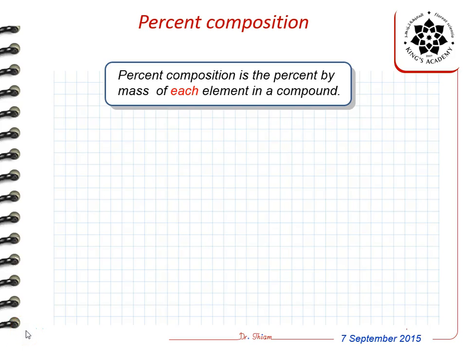Hello class. In this video we'll learn how chemists determine the formulas of substances. So we will start from percent composition. We already learned about percent composition. You know what it is. It is the percentage that each element contributes to the total mass of the substance.